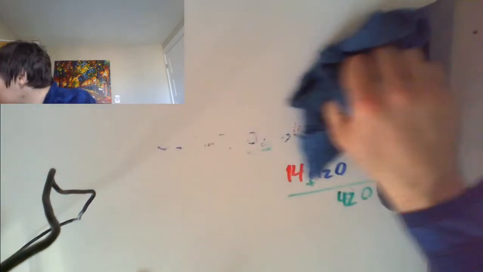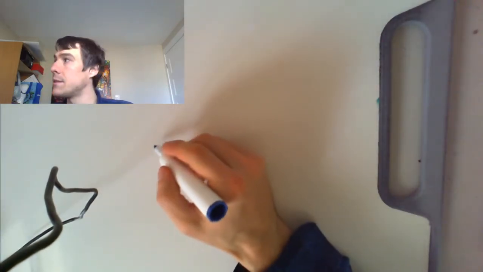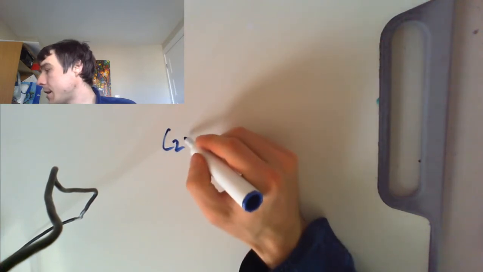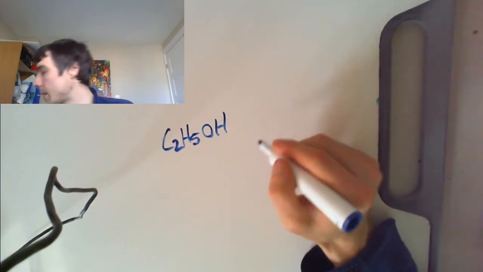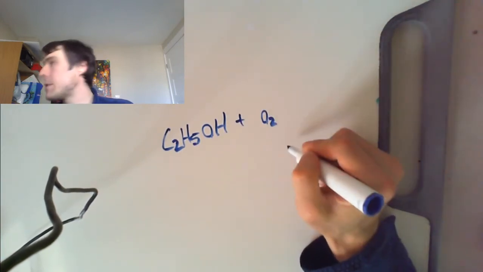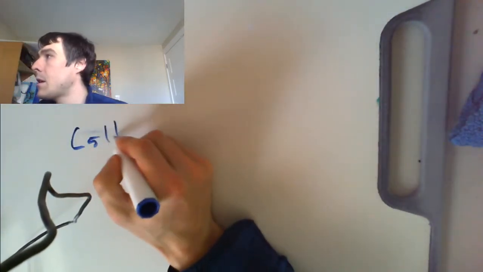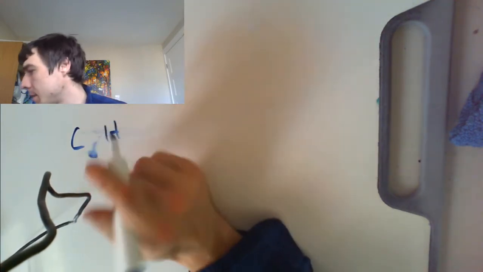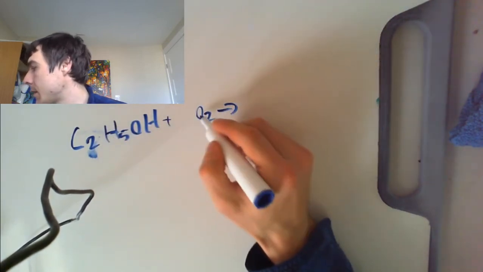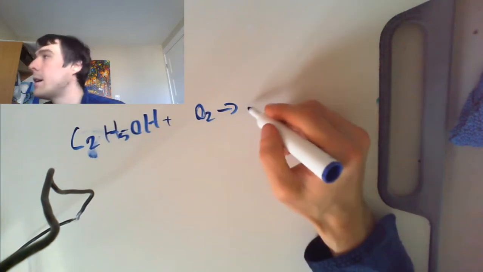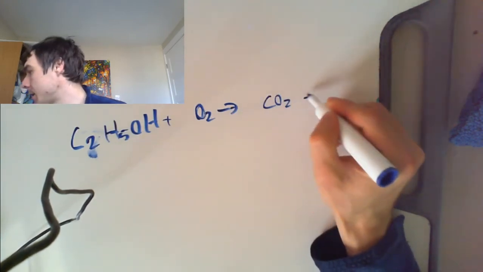The second way it can go a bit weird is if we add some oxygens on the left side. So let's say we're burning ethanol. That's alcohol. Ethanol is C2H5OH. That's the formula for ethanol. Plus O2. I'm going to move this over so that I have more room. C2H5OH is ethanol plus O2, and we're going to balance it. We're going to make CO2 and H2O.